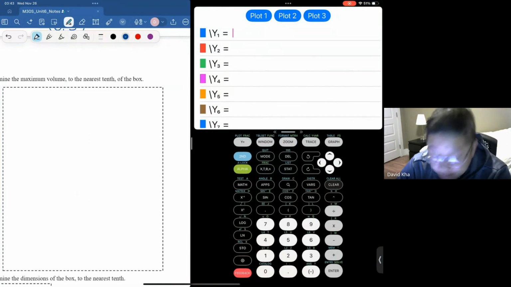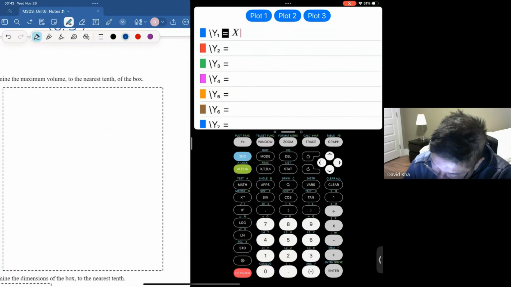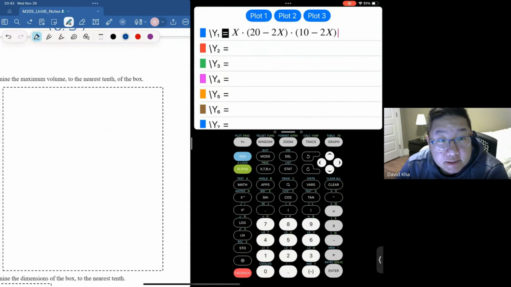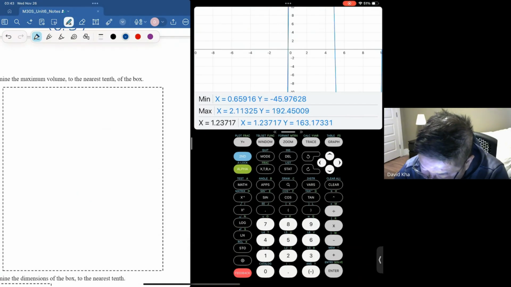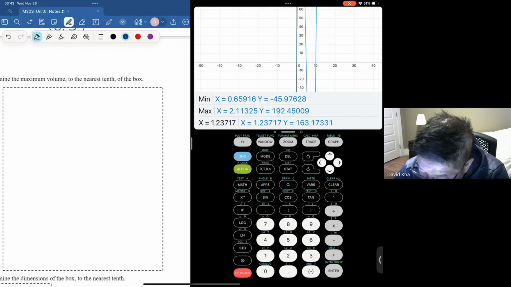And we're going to figure out what the graph looks like. We're going to graph this function: x times (20 minus 2x) times (10 minus 2x). I think that's our function. Let's double check. Yeah, that looks good. Go graph.